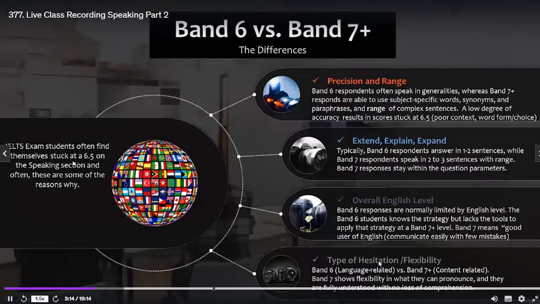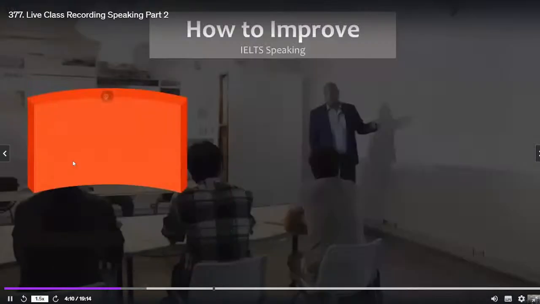And then finally, the type of hesitation that you have makes a difference in your scoring. This is something that a lot of students are not aware of. If you have language-related hesitation, then that might be why you're stuck at a band 6 or a 6.5. If you have content-related hesitation, that's okay, right? When you have content-related hesitation, you can still get a band 8 or a band 9. But if you have language-related hesitation, that's what gives you a lower score. So, there are some differences between the band 5, 6, 6.5 levels and the band 7, 7.5, 8, and 9 levels. And so we have to recognize that.